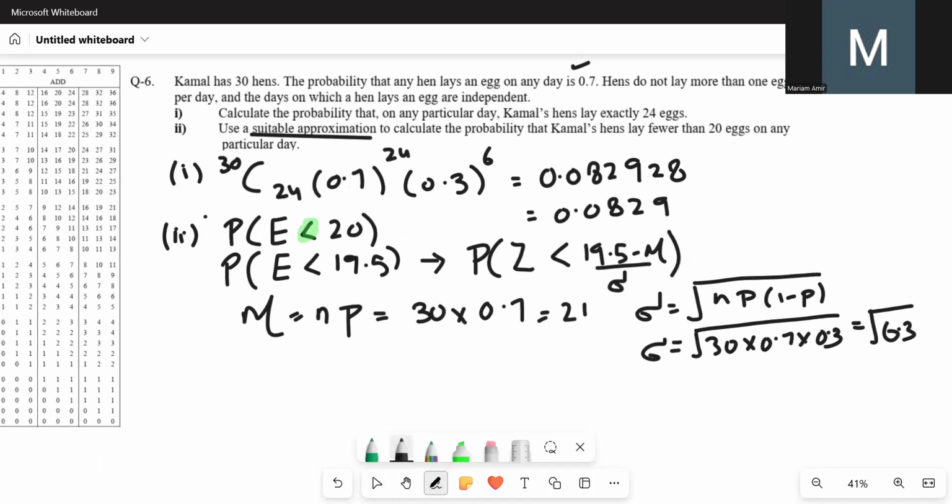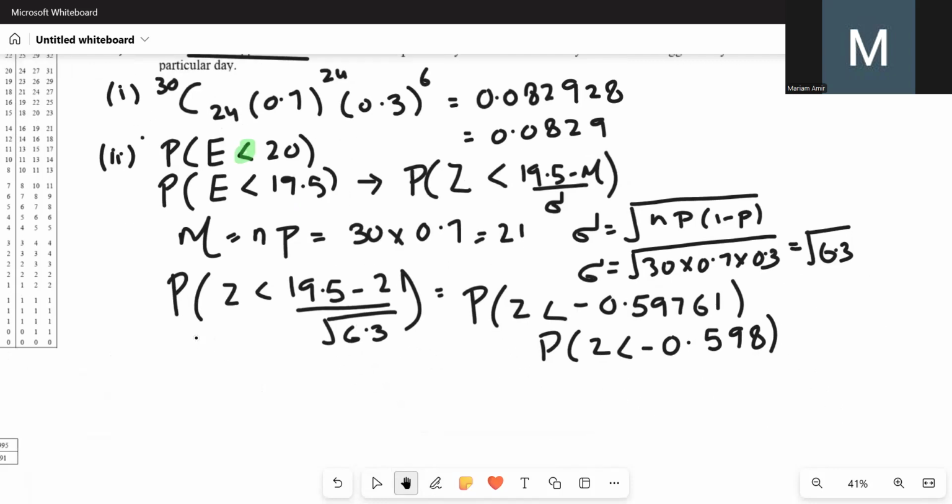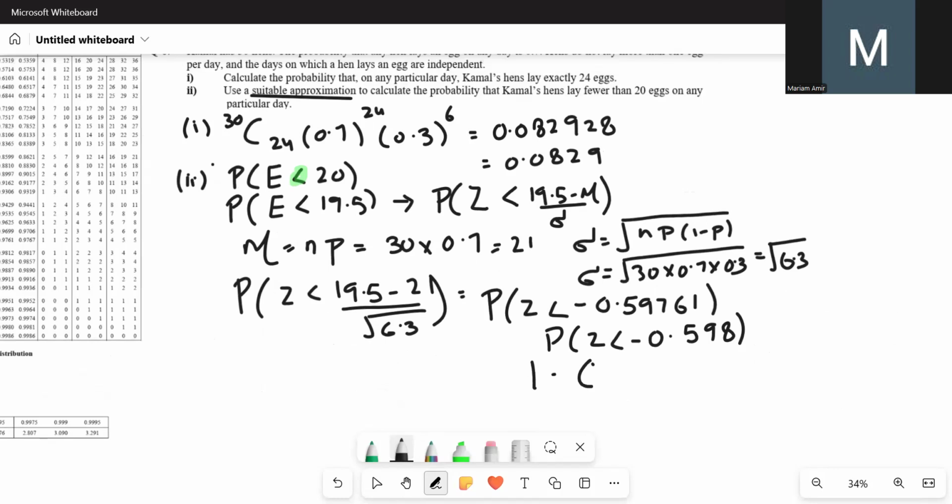So now we'll get probability Z is less than (19.5 minus 21) divided by square root of 6.3, which gives us probability Z is less than negative 0.59761. Z-score is needed till 3 decimal places only, so this will be minus 0.598. This will be rewritten as 1 minus the probability for 0.598. So 1 minus, let's find this probability.